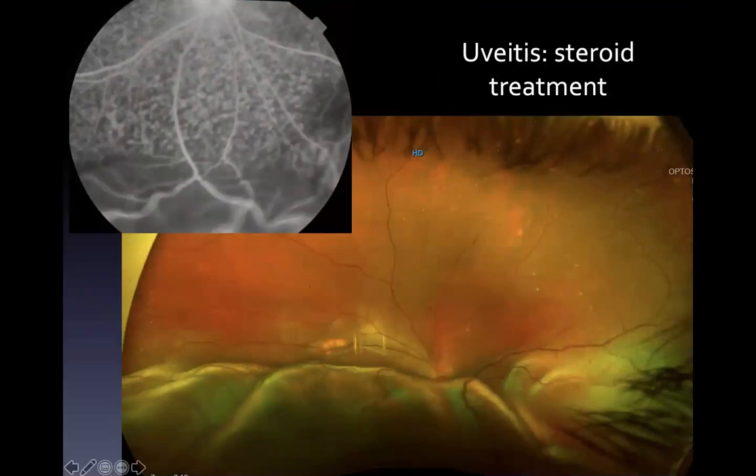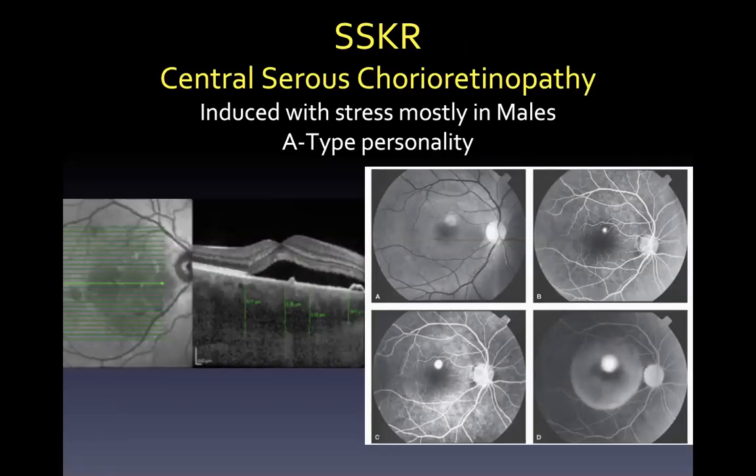Another cause is uveitis. Some of the uveitis may cause leakage of retinal vessels because of the inflammation, and that leakage may lead to exudative retinal detachments. So for these cases, you need to do steroid treatment. So completely different treatments, as you see here. Another cause of exudative retinal detachment is central serous chorioretinopathy, which is a very typical disease, more common in young or middle-aged men who have A-type personality, which is more prone to stressful personality. It's usually induced by stress, and it usually spontaneously regresses within days or weeks.